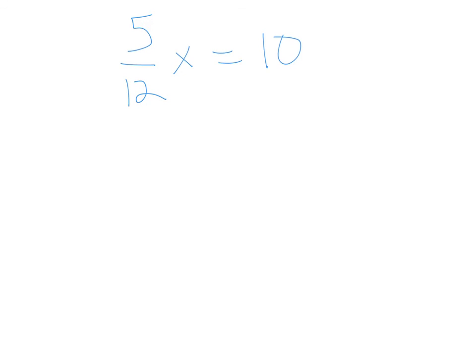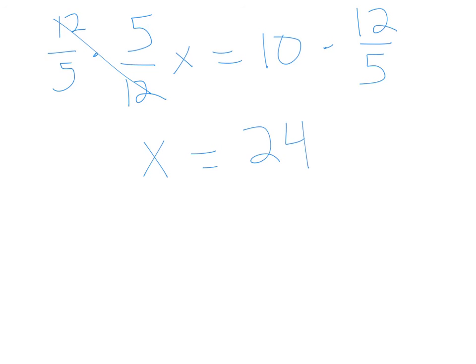We've done this math before, so we have to find the reciprocal of 5/12, which is 12/5, and we want to multiply both sides by 12/5. That cancels out to 1, leaving us with only x on this side. 10 divided by 5 is 2, times 12 is 24. So x equals 24.